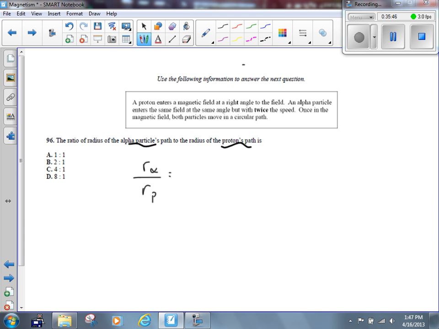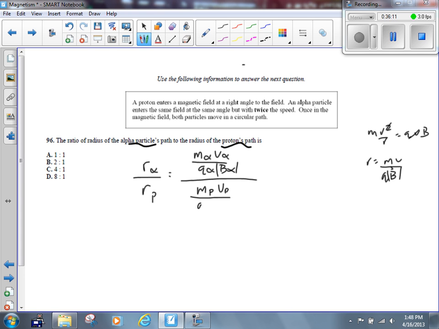Now, the radius we said was mv over qB. So the radius of the alpha particle's path would be m alpha, v alpha over q alpha, B alpha, and the proton's path would be mp, vp over qp times B for the proton. Now the magnetic field is going to be the same regardless of which particle you're talking about.